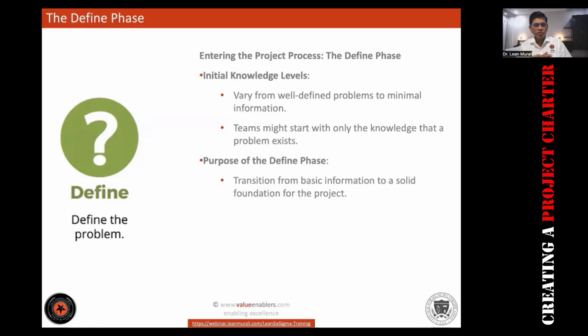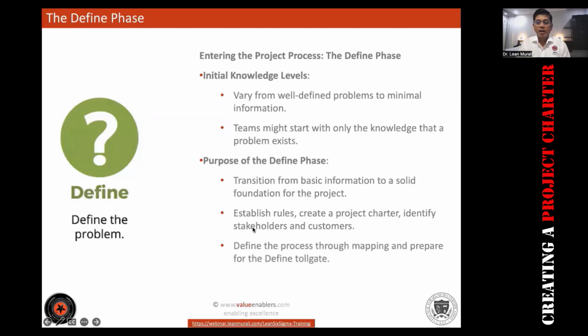You have basic information, and then at the end of the define phase, you should be very clear about what the project is about. We establish rules. We finally create a project charter. In the project charter, we identify all the stakeholders, customers, everything. And then we also define the process through what is called process mapping and prepare what is called the toll gate checklist or toll gate review. So this is the define phase structure.